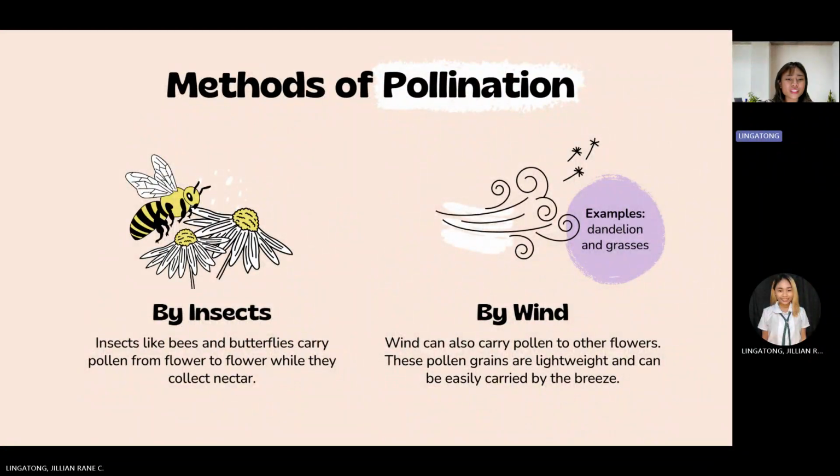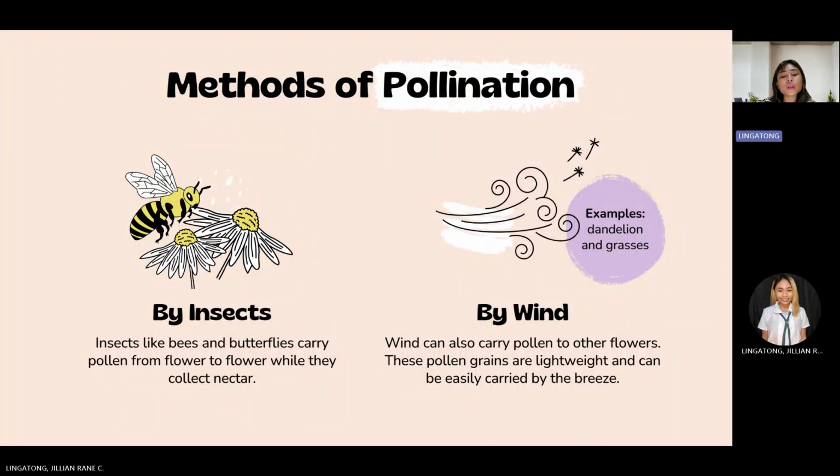So how does pollination take place? First, we have pollination by insects. Insects like bees and butterflies play a crucial role in pollination. As they collect nectar from flowers, they inadvertently transfer pollen from one flower to another, facilitating pollination. This mutualistic relationship benefits both the insects, which get the food, and the plants, which then achieve fertilization.